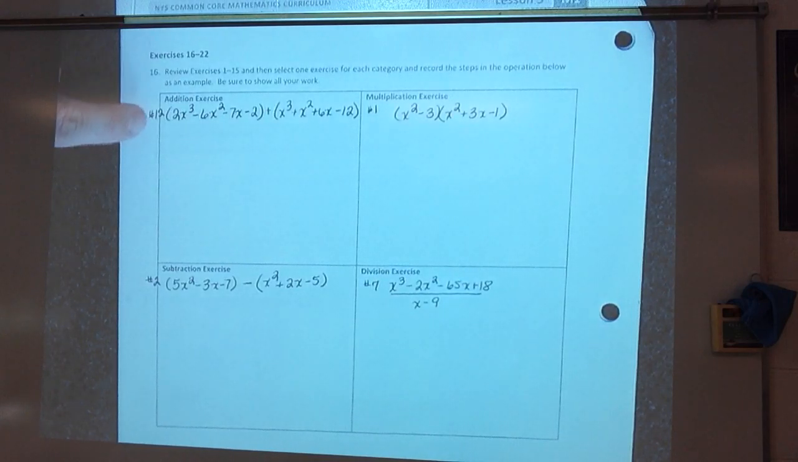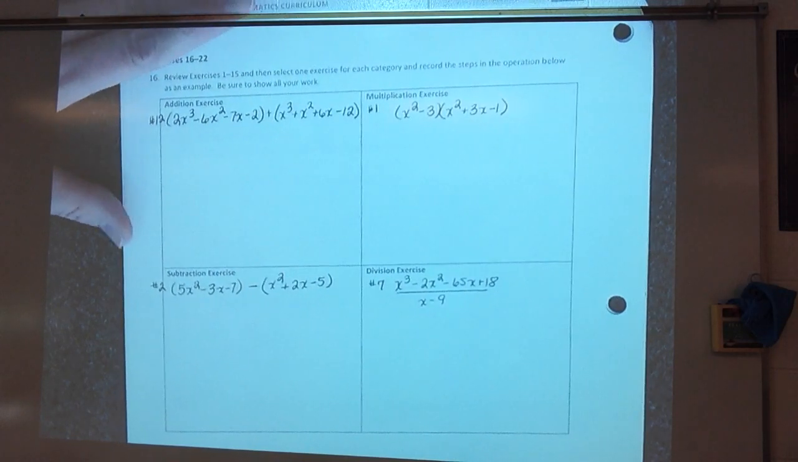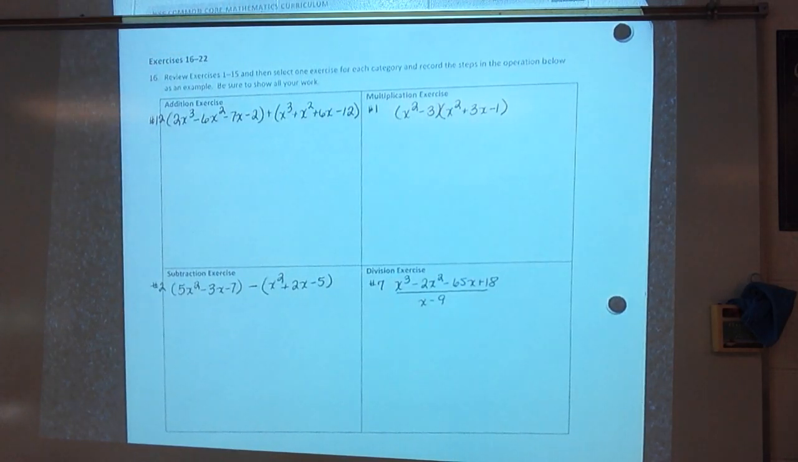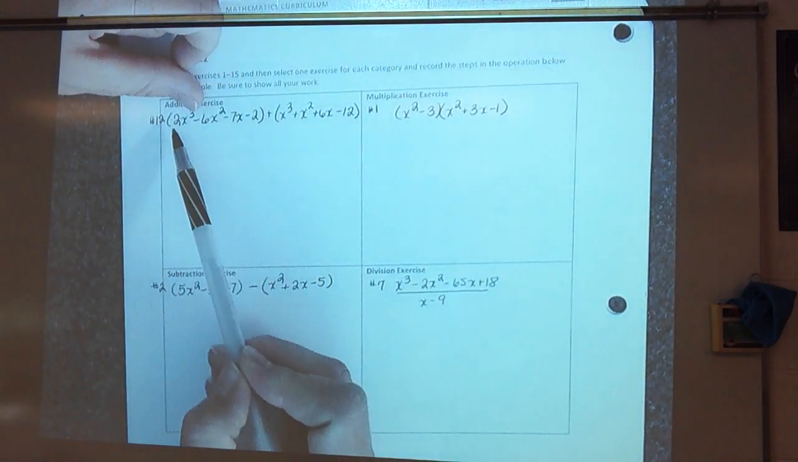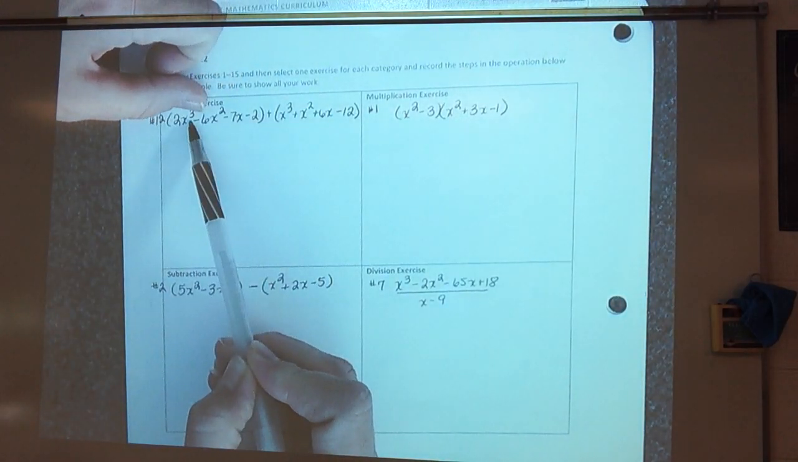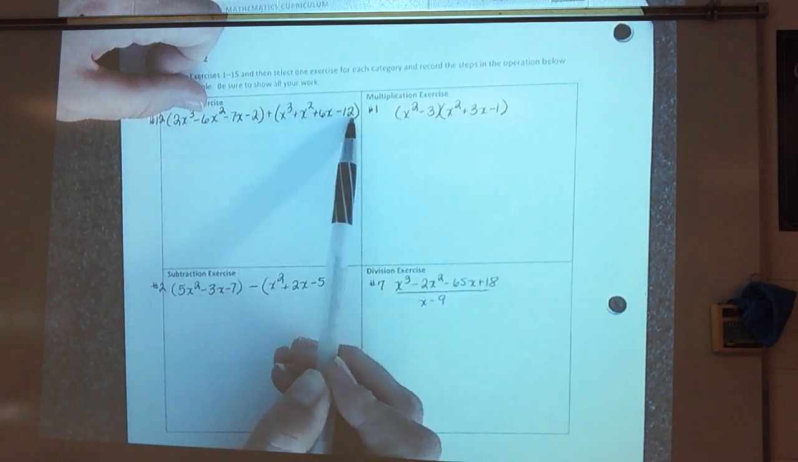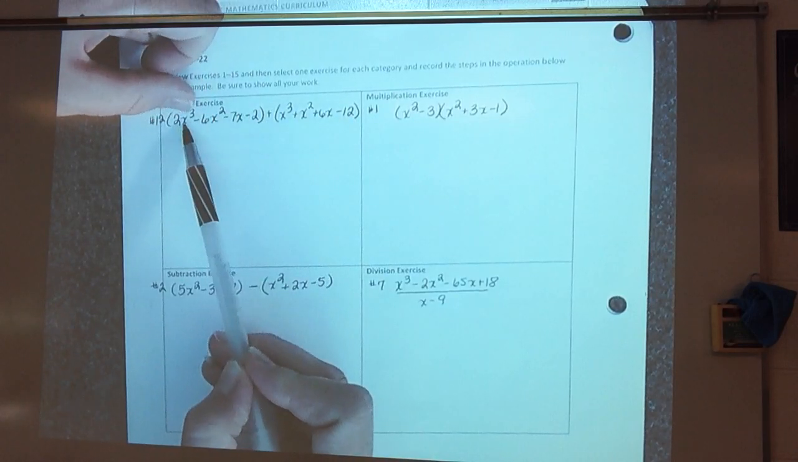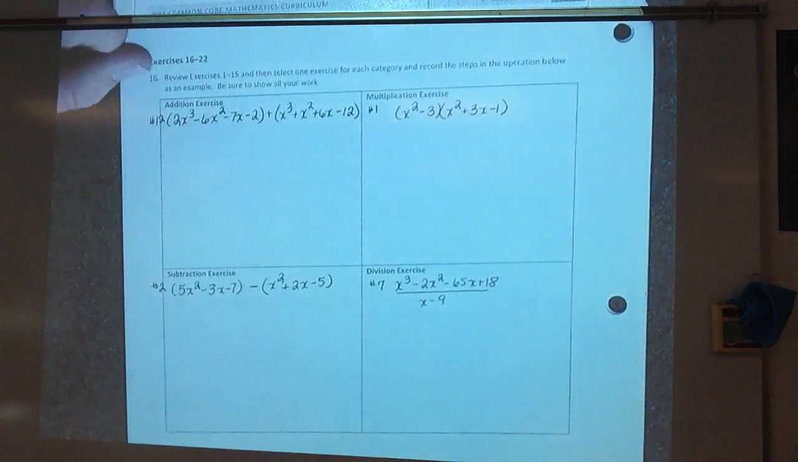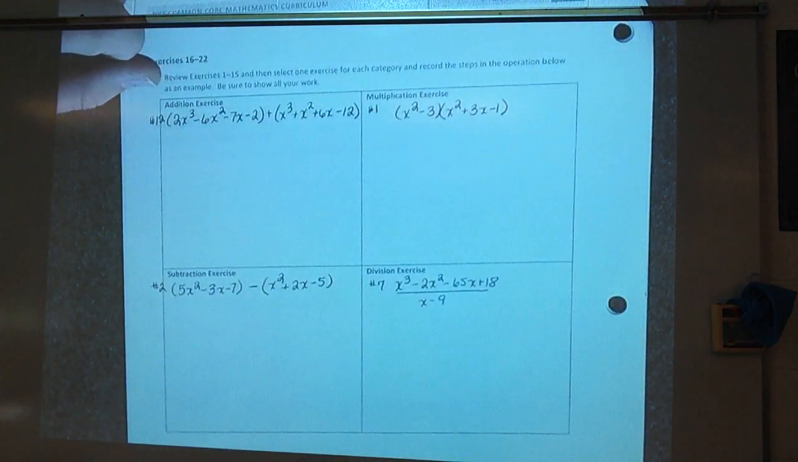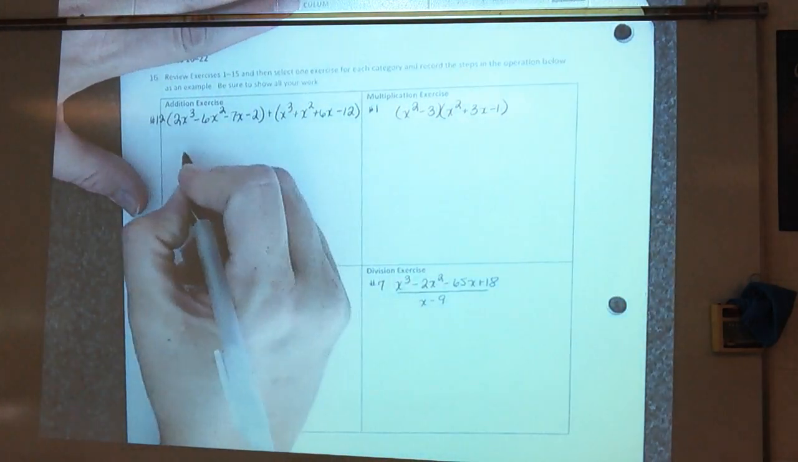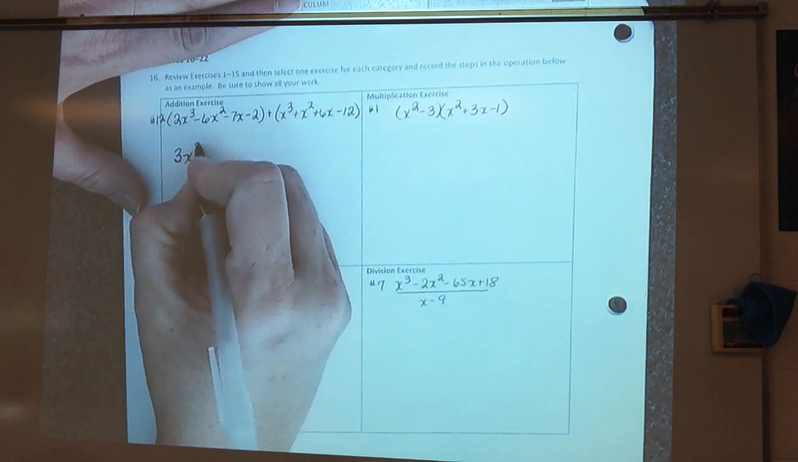All right, so I chose number 12 for our addition exercise. Guys, when we are adding polynomials, I simply add like terms. So in other words, I'm going to go through here and start with my x cubes. I'm going to find all of my x cubes. So I've got 2x cubed and I've got 1x cubed. So I'm going to add that together. So 2 plus 1, I have 3x cubed.